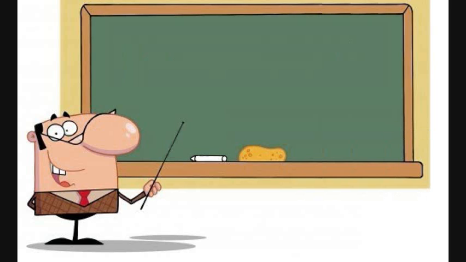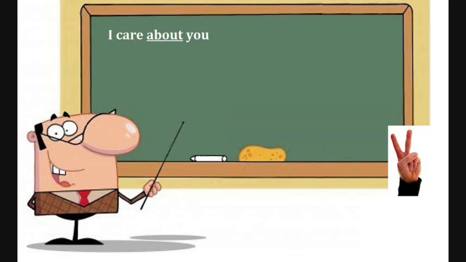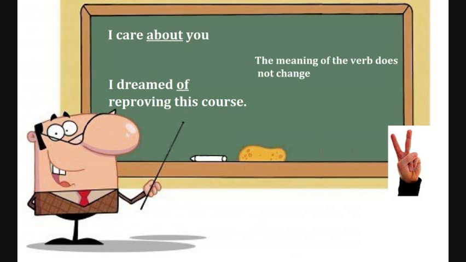There are some specific cases where verbs need a preposition to share additional information, but it does not mean it is a phrasal verb. I care about you. About is a preposition, but it does not change the meaning of the verb. I dreamed of reproving this course. Of is a preposition. It just changes the next word and gives more information about the action.